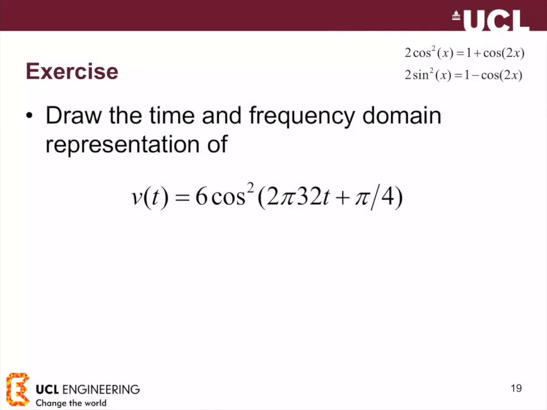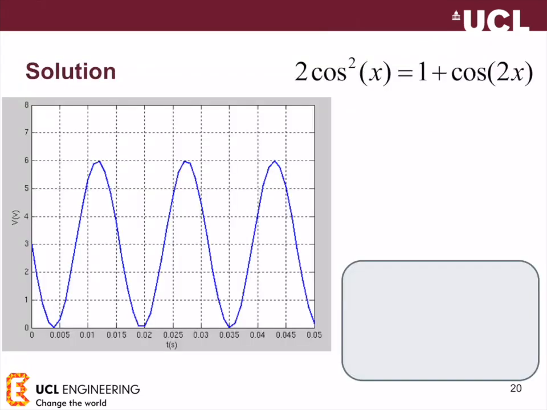So I left you with this exercise. The key thing here is to look at the conversion that we need to do between cos squared and a simple cosine, not a squared cosine, that we can actually start to draw. So if we look at the example here, we need to remember this trigonometric identity up here.